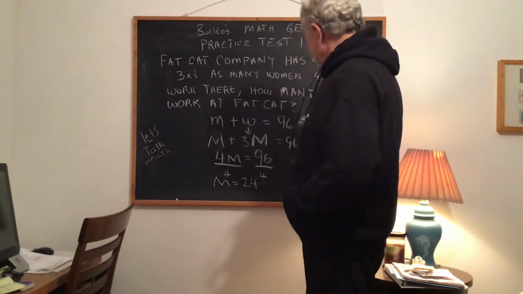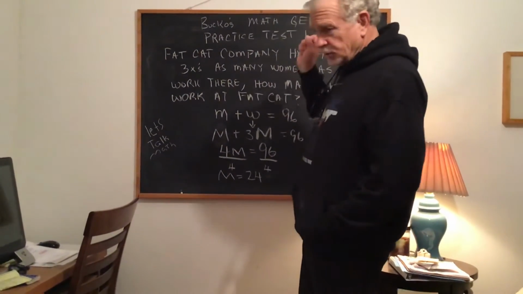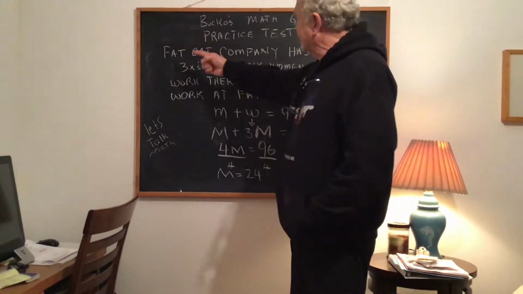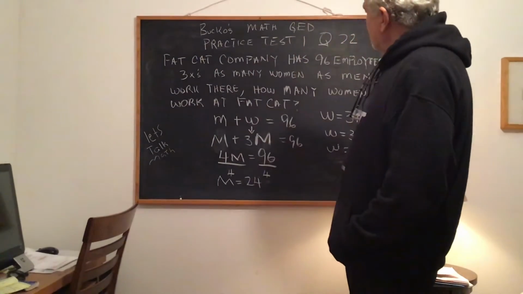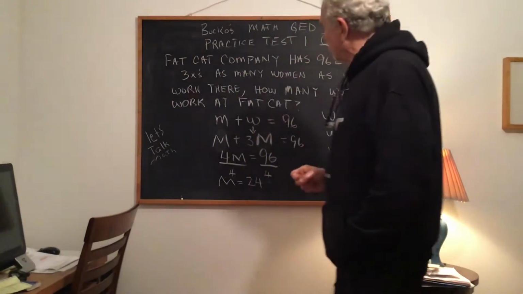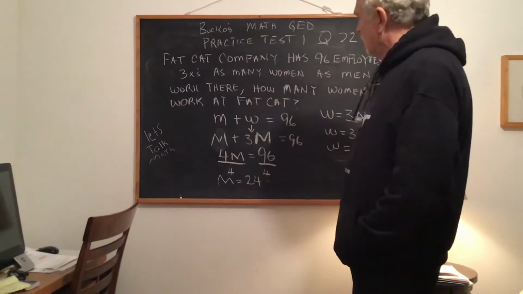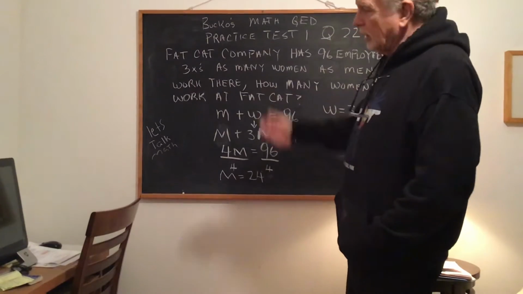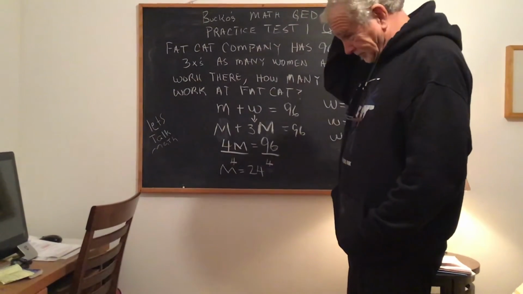This is Buckos Math GED practice test number 1, question number 22. At Fat Cat Company, they have 96 employees, and there are 3 times as many women working there as men. How many women are working at Fat Cat?